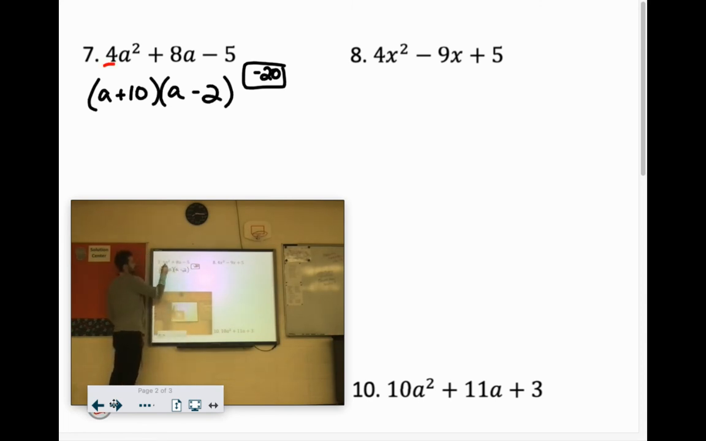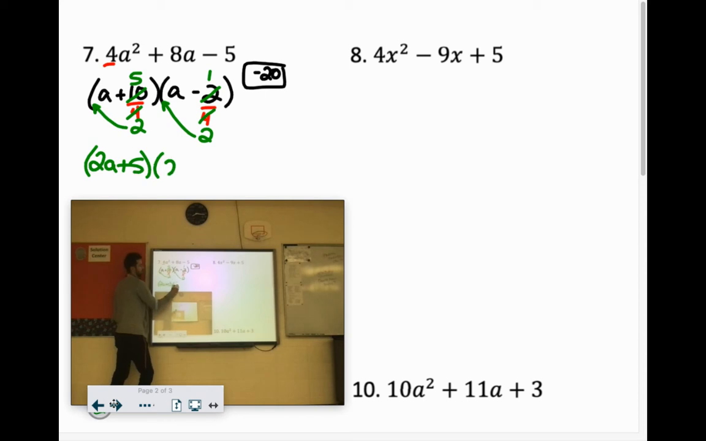Try to divide them by the first number, the 4. Neither one do, but they can both be simplified. 10 and 4, 2 goes into them. Goes into 10 5 times, goes into 4 2 times. We'll kick the 2 to the front in a minute. 2/4 would reduce to 1/2. We'll kick the 2 to the front. So we have 2a plus 5 times 2a minus 1.